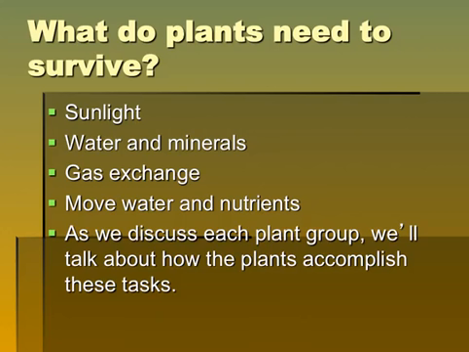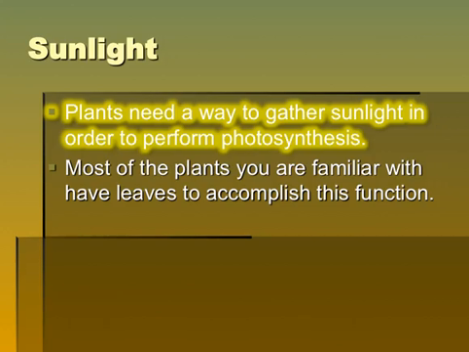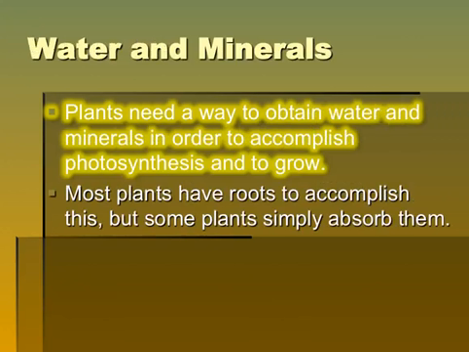What do plants need to survive? In general, plants need 4 things: sunlight, water and minerals, gas exchange, and to be able to move water and nutrients. As we discuss each plant group in later lessons, we'll talk about how the plants accomplish these tasks. But in general, all plants need sunlight. They need a way to gather sunlight in order to perform photosynthesis. Most of the plants you are familiar with have leaves to accomplish this function.